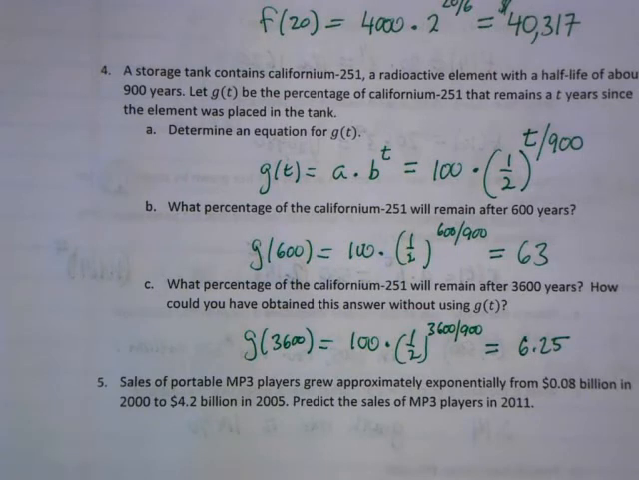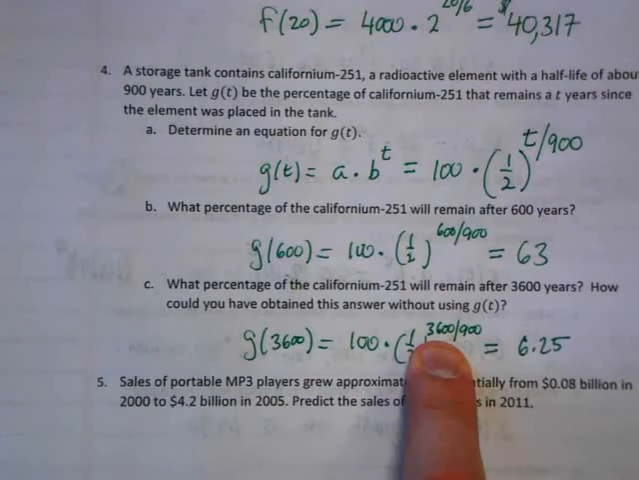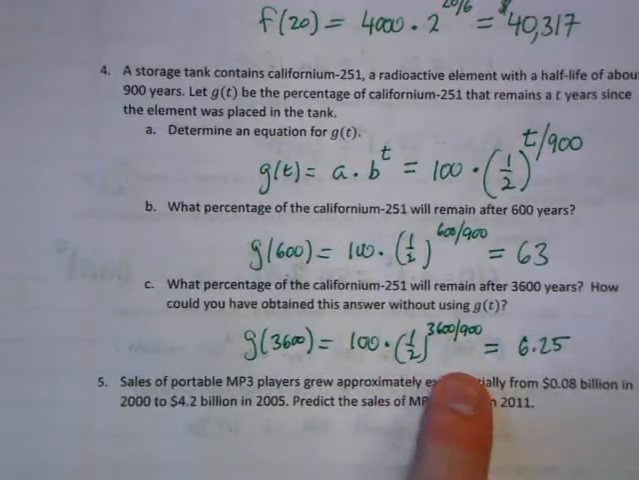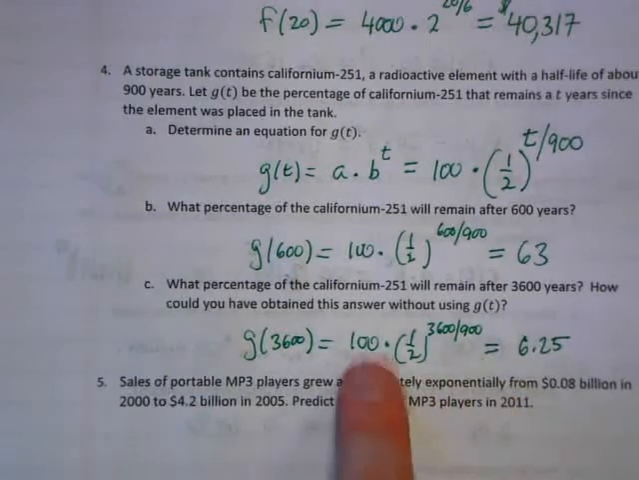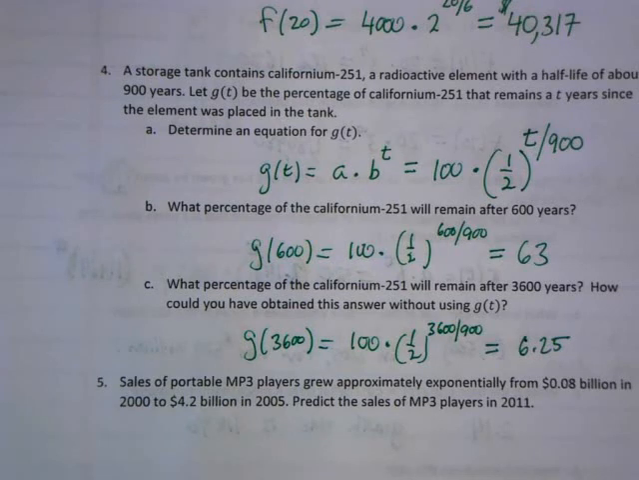Then it asks, how could you have obtained this answer without using G of T? Well, what they're looking for there, the half-life is 900 years. How many half-lives is 3,600 years? That would be 4 half-lives. So you could take 1/2 times a half times a half times a half, 4 times. You could have started with 100, multiplied by a half, and then done that 4 times if you hadn't written the function. Questions on that?